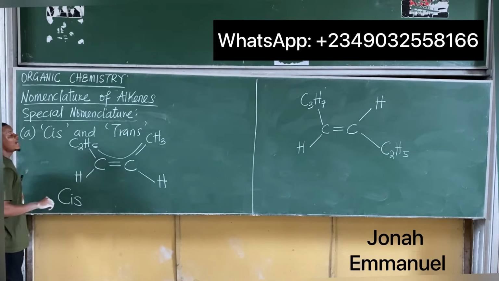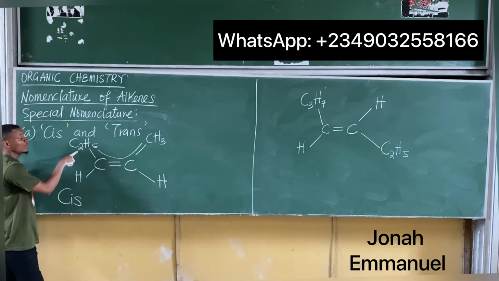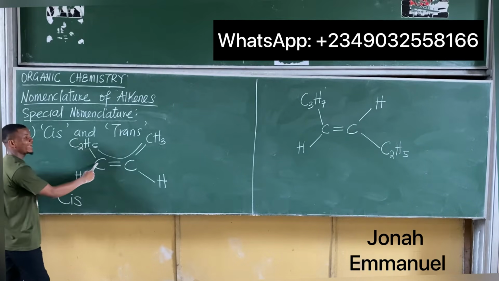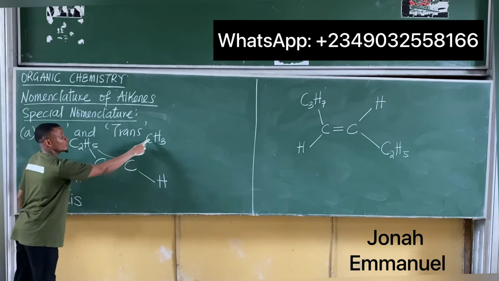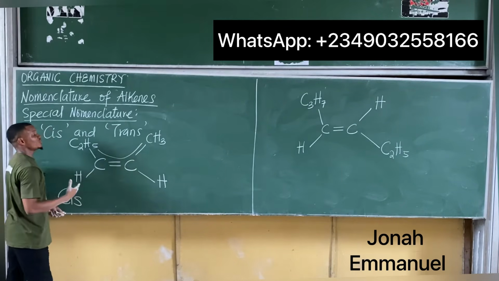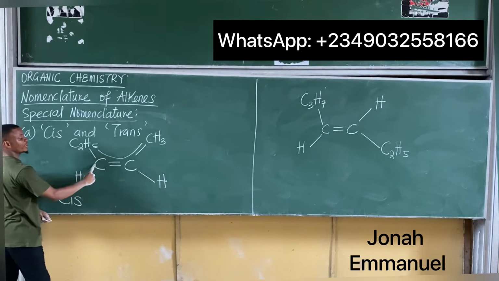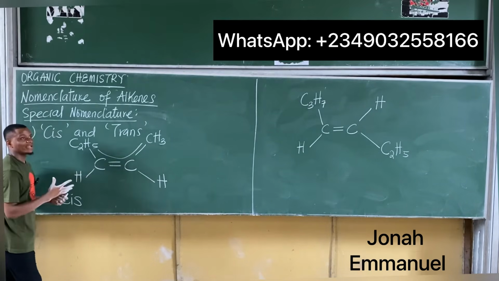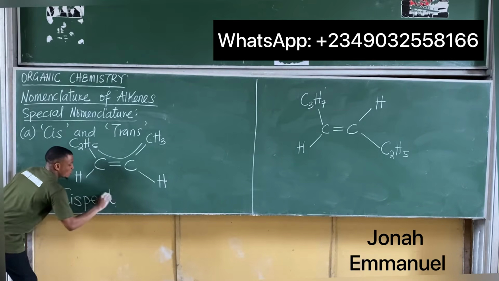Now hang on. How do you get the next part? I have 2 carbons here, so 2, 3, 4, 5. In total, I have 5 carbon atoms here. 5 is what? Pent. So cis-pent. Pent what?